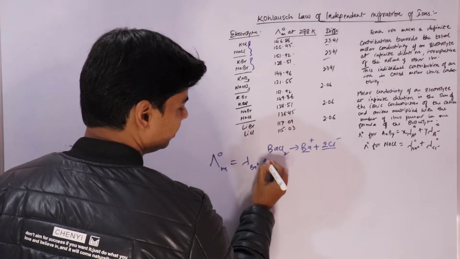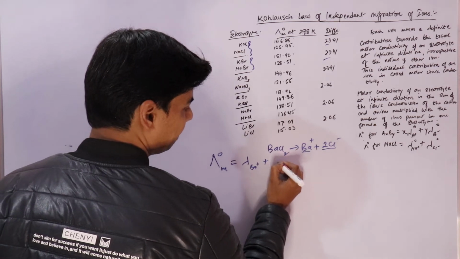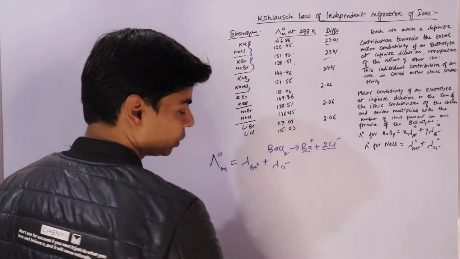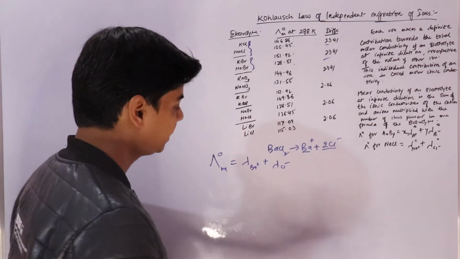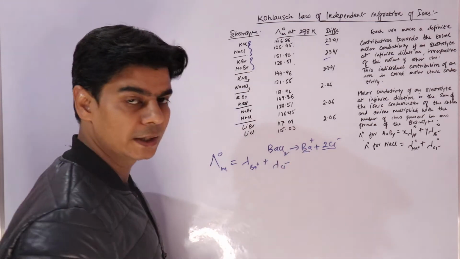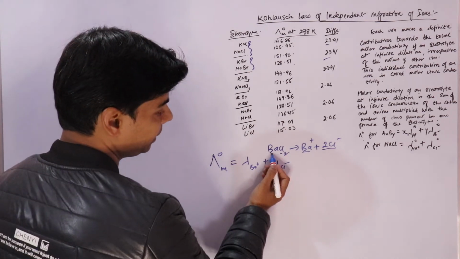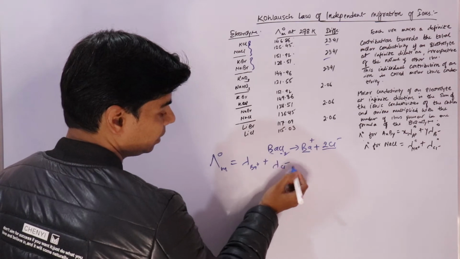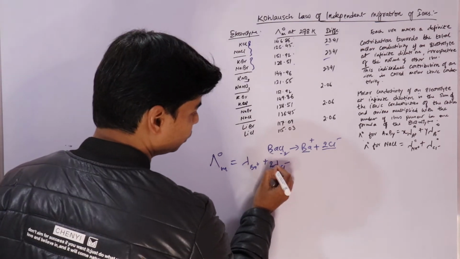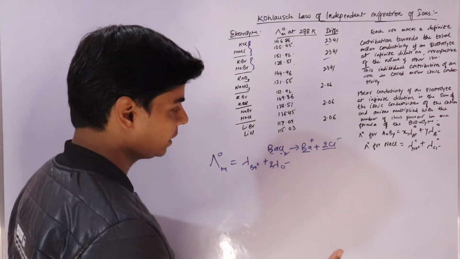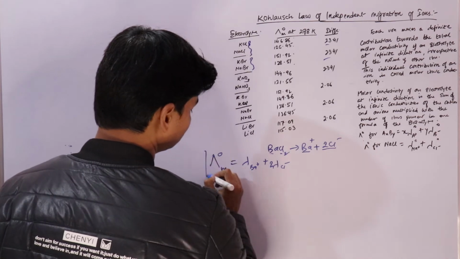Ionic conductivity of barium ions plus ionic conductivity of chloride ions, multiplied by the number of ions present in the formula of the electrolyte. Two chloride ions are present in barium chloride and one barium ion. So we will multiply the ionic conductivity of chloride ion with 2, because we have two chloride ions in the formula of the electrolyte barium chloride.